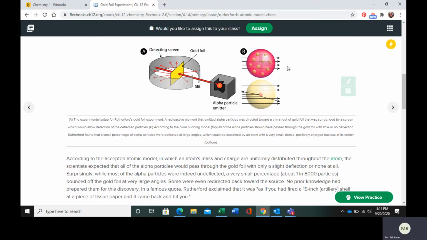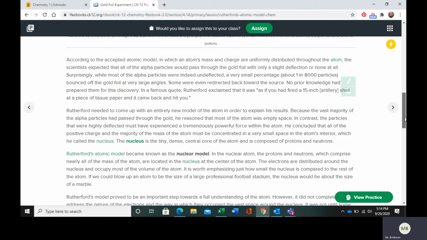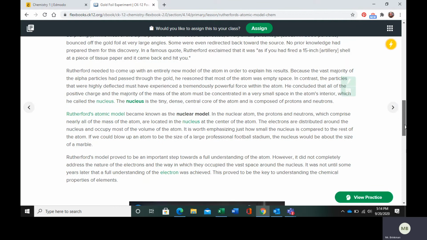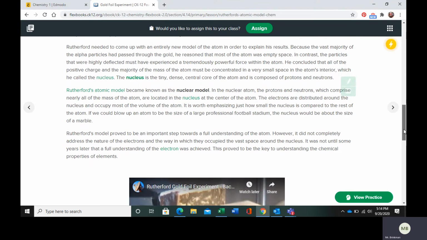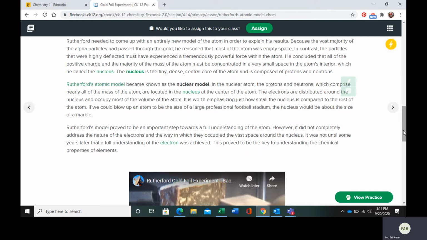Okay? But what actually happened was some of the particles went through, but some were deflected at different angles and even back to the start. So this kind of turned their model on its head. It kind of showed that, no, it is not this plum pudding model.